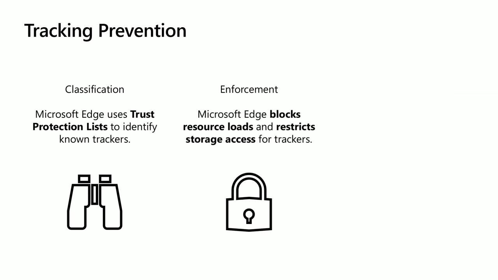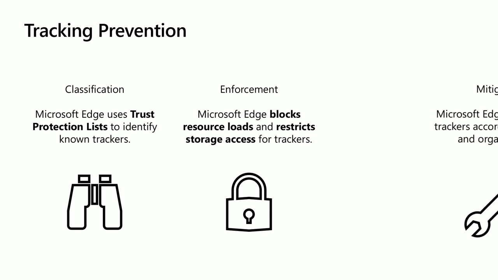The next stage is enforcement. So, we've identified the tracker, we've classified it, what can we do about it? Our tracking prevention engine has options to block resource loads, so we can prevent tracking requests from reaching the network, which is really about preventing any data about you from reaching trackers, depending on the type of tracker and the relationship with the site, as well as restricting storage access. So we prevent reading or writing cookies. We prevent access to storage APIs like local storage and IndexedDB.